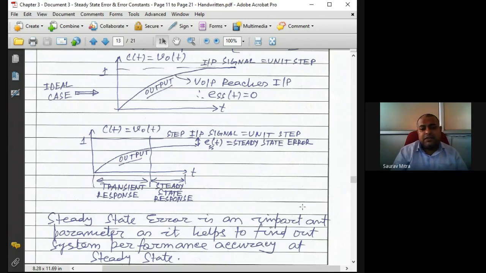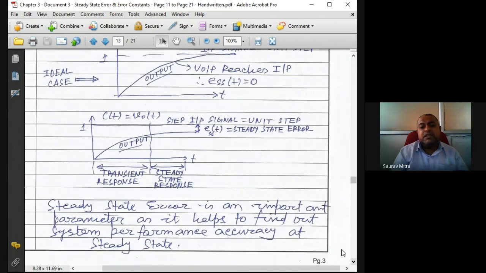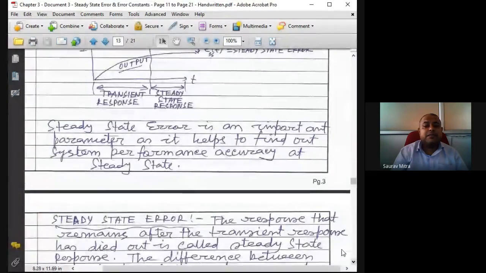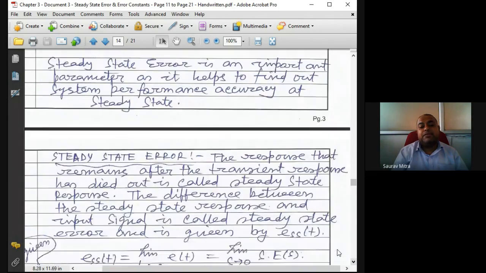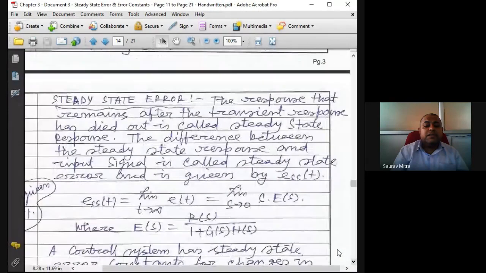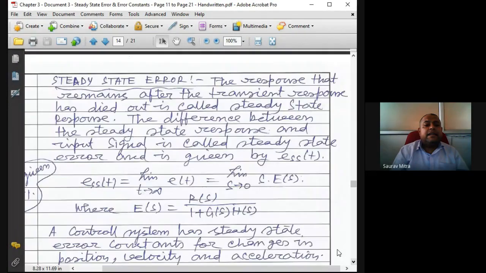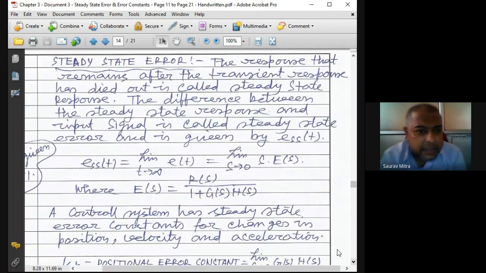Steady state error is actually very small here, but it should be zero. If the steady state error is zero, that is the best kind of system. So it is said that steady state error is an important parameter as it helps to find out system performance accuracy at steady state. So steady state means t is equal to infinity. These were the basic things, and now let us enter formally into how to find steady state error and what is the definition of steady state error.